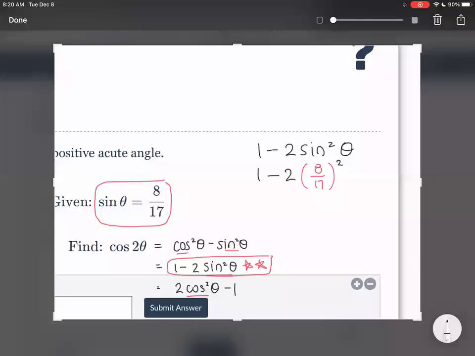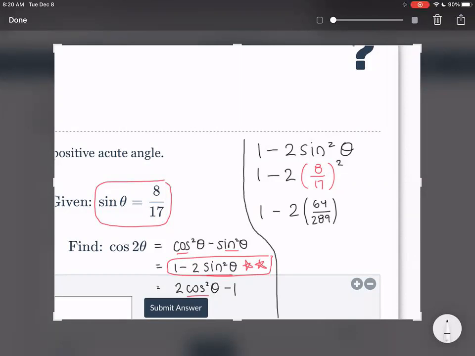Okay, so let's simplify this. We have 1 minus 2, and we're going to square it first because according to PEMDAS, you do the exponents before you multiply it to the 2. So let's square the 8/17. On the top, we just have 8 times 8, or 8 squared, which is 64. On the bottom, we have 17 times 17, which is 17 squared, and that is 289. We just need to simplify some more.